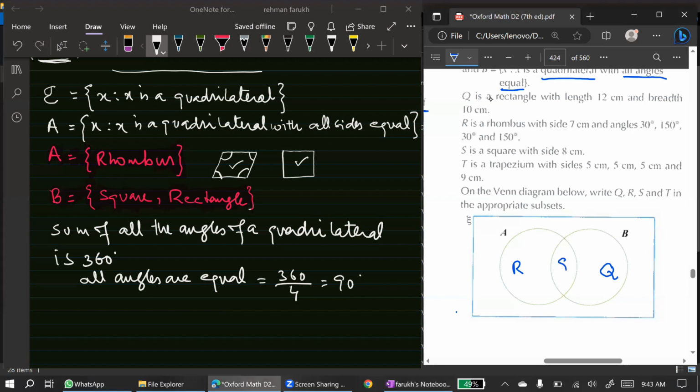So we will write down S in the intersection. T is a trapezium. A trapezium does not belong to set A, as it is not a rhombus, and T does not belong to set B because a trapezium is not a square or a rectangle. So we will write down T outside the two circles. This is the answer to this question. Thank you very much.